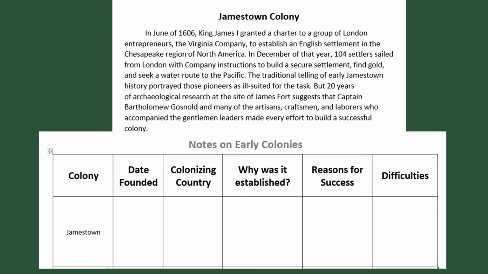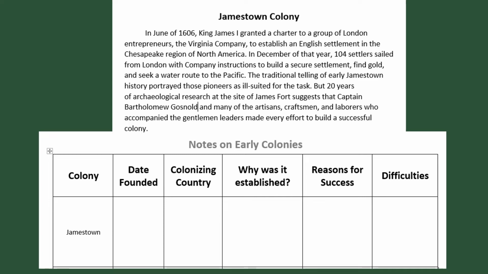Jamestown Colony. In June of 1606, King James I granted a charter to a group of London entrepreneurs, the Virginia Company, to establish an English settlement in the Chesapeake region of North America. In December of that year, 104 settlers sailed from London with company instructions to build a secure settlement, find gold, and seek a water route to the Pacific.